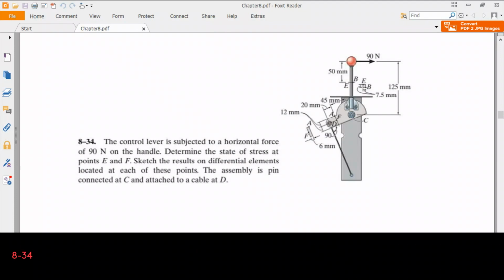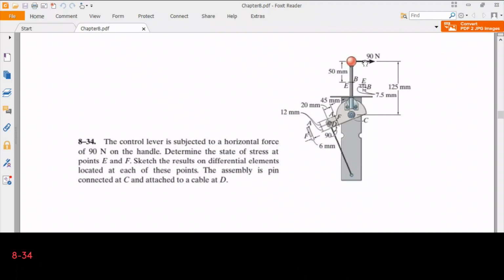Okay, our problem is 834. The control lever is subjected to a horizontal force of 90 newtons on the handle. Determine the state of stress at points E and F. Sketch the results on differential elements located at each of these points. The assembly is pin connected at C and attached to a cable at D.